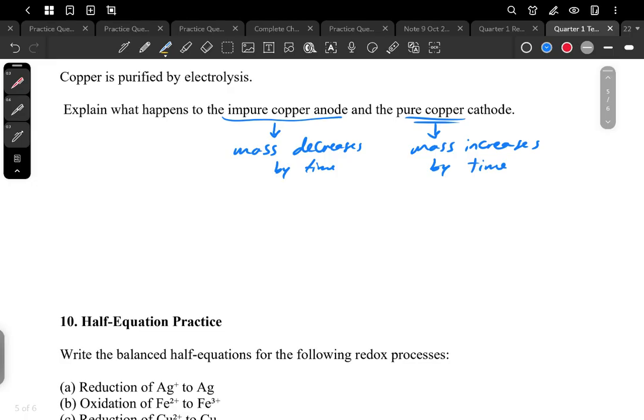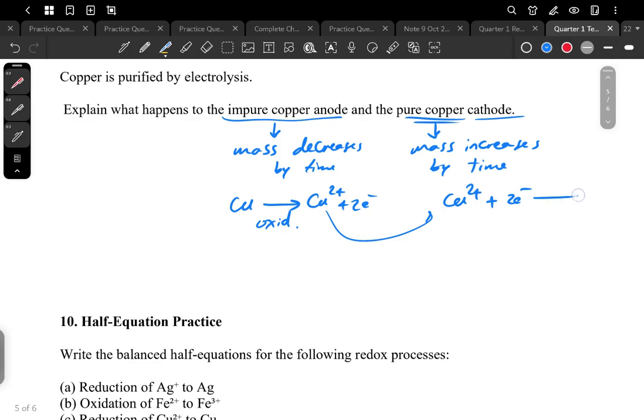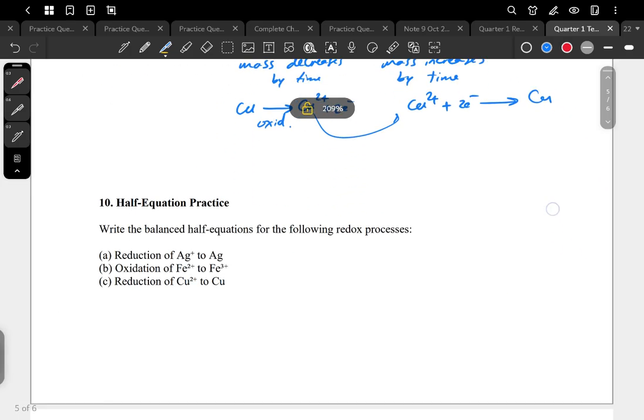Okay, the impure copper, the copper atoms at the anode are going to change into copper ions. This is oxidation. Okay, while at the cathode, the copper ions will move to the cathode, attracted to the cathode. So the copper ions will gain 2 electrons to form copper atoms. That's why the mass increases at the cathode.